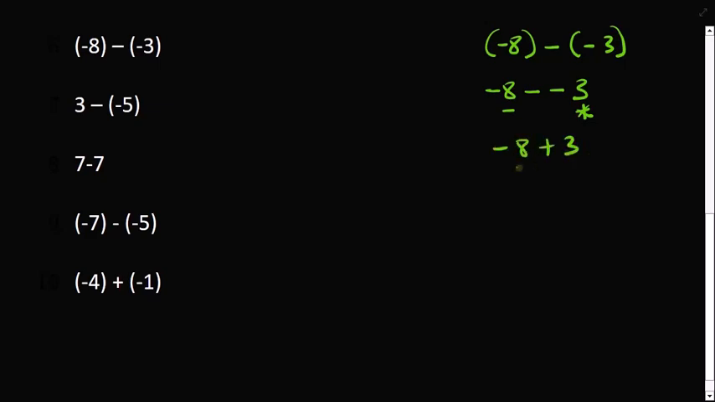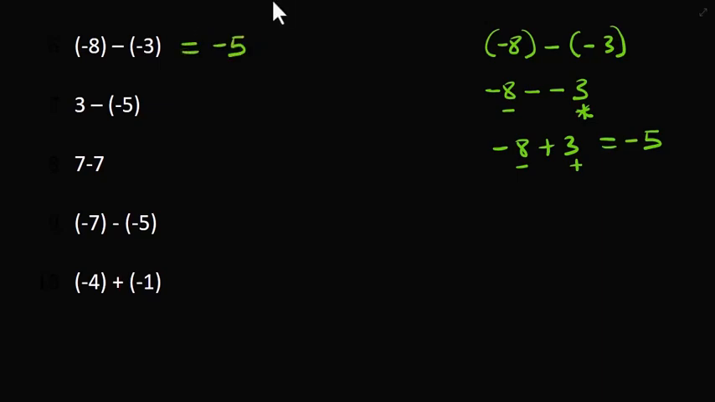Since the sign of 8 is minus and the sign of 3 here is plus, different signs, we have to subtract. We always subtract using the bigger number. 8 minus 3 is 5, and we keep the sign of the bigger number, which is minus, so we have a negative 5. For the next question, we have 3 minus, bracket, minus 5.